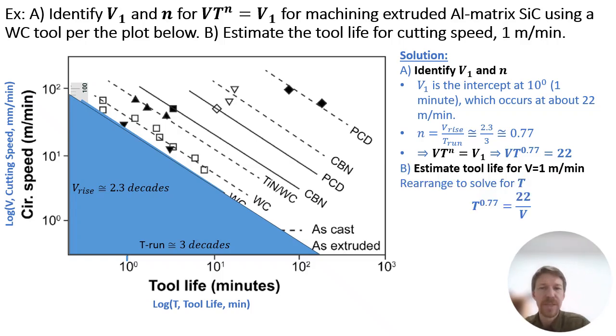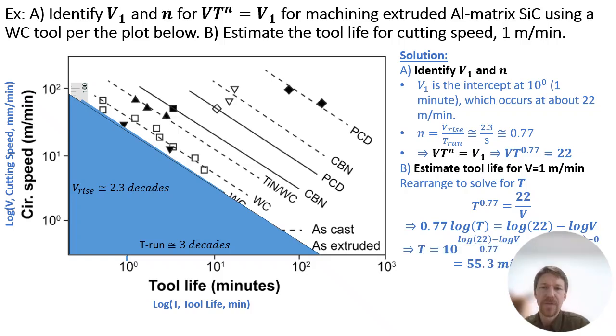The next part is to estimate the tool life. We rearrange to solve for T. So T to the 0.77 equals 22 over V. And then we have to take the log of both sides like so. And then we get T by itself. And so we have to undo the log, we take 10 and put that quantity in the exponent of the 10, and plug in the V of, what were we looking for? 1 meter per minute. Plug in that V of 1 meter per minute. So the log of 1 is going to be 0. We get log of 22 over 0.77. We're going to get 55.3 minutes.